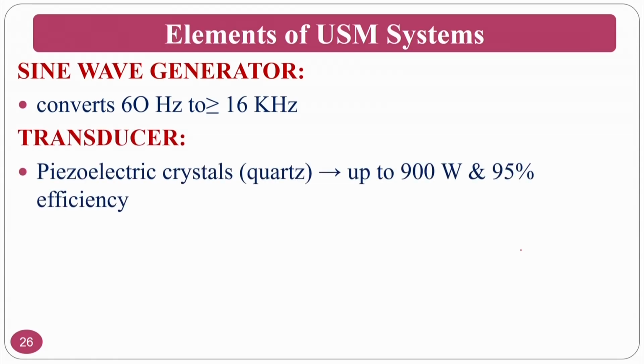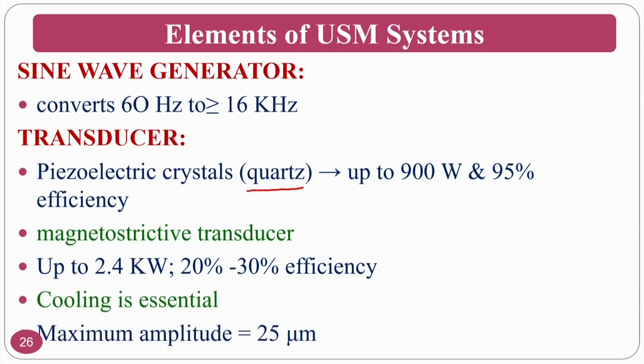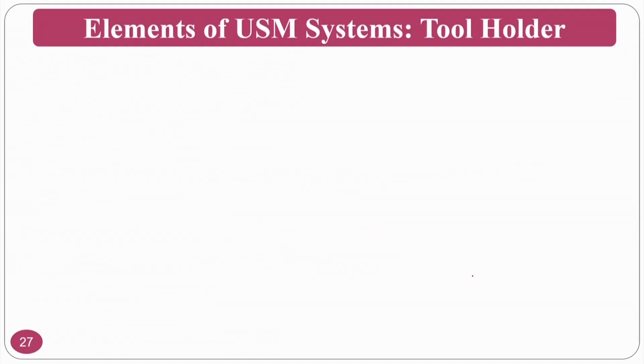The transducer is basically piezoelectric crystals, and the one normally available is quartz. It has a good efficiency of about 95%. Magnetostrictive transducers are normally up to 2.4 kilowatts, where the efficiency is only 20 to 30%, that is why cooling is essential, and the maximum amplitude is 25 microns. This is about the magnetostrictive transducers.